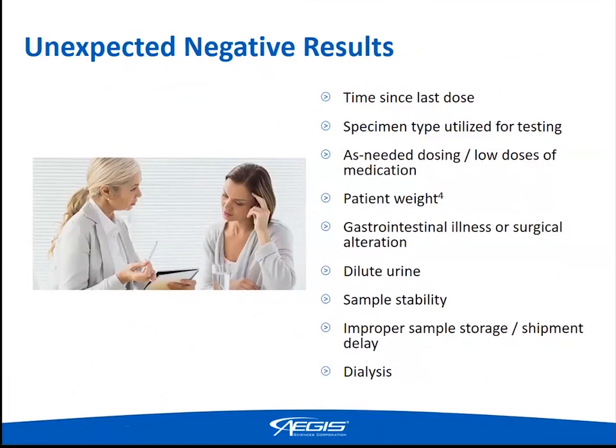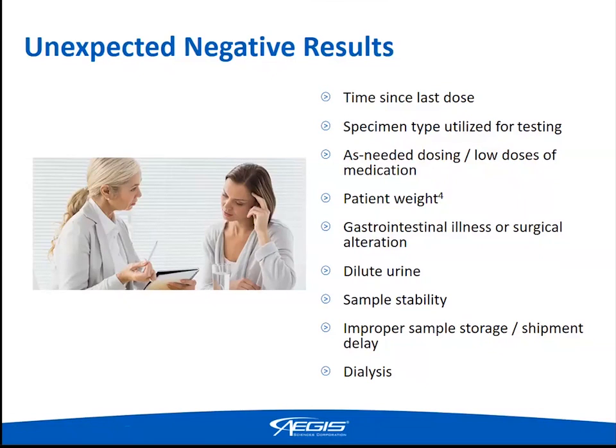Diazepam in particular has been noted to be detected longer in the urine of obese patients. Patients who have short gut syndrome or have a history of gastric bypass surgery or who have had a recent gastrointestinal illness involving vomiting or diarrhea could have reduced absorption of drug, potentially leading to unexpected negative results.